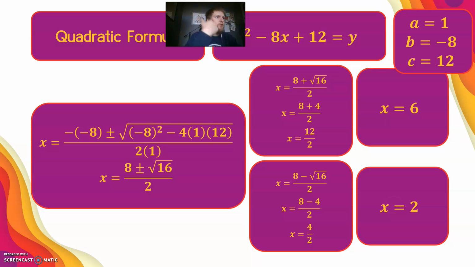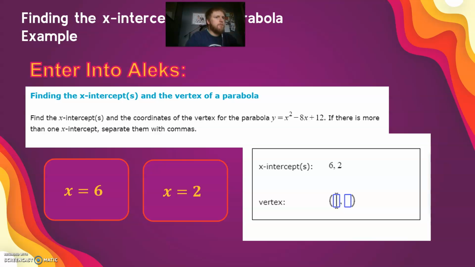Remember, the quadratic formula is just a different method to solve the same question. We're going to check that by graphing. Actually, I'm sorry. Let's type that in real quick. So we got x equals 6 and x equals 2 as solutions. Remember, we did that both ways. The next thing we need to find is our vertex.